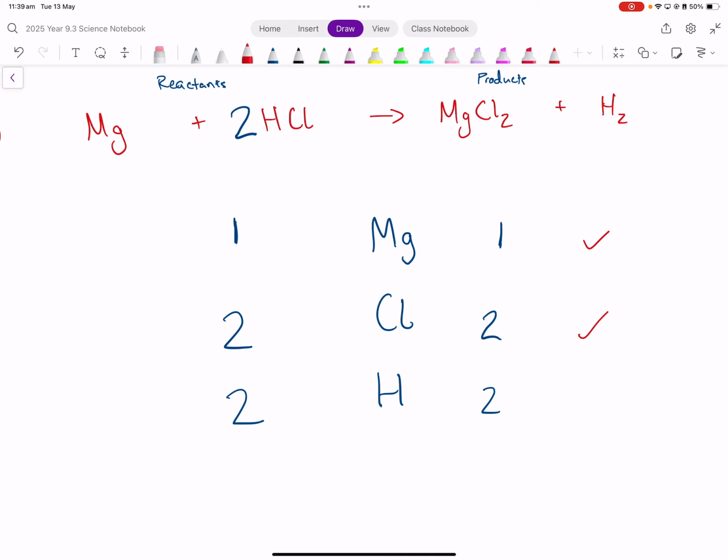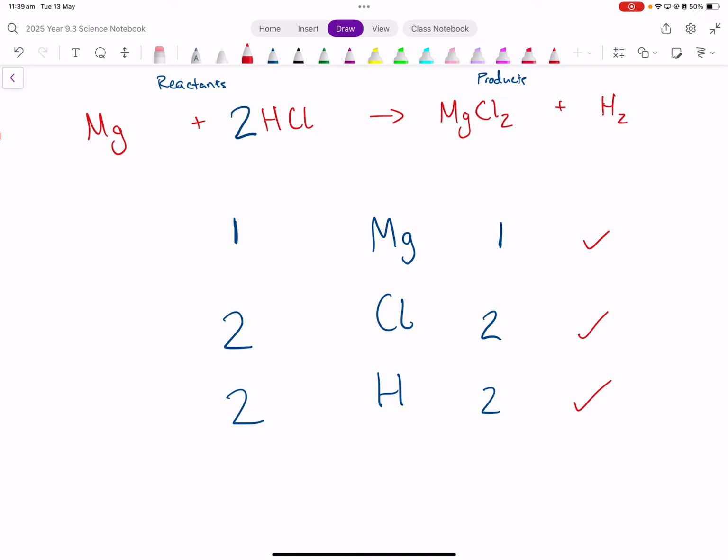How many hydrogens on the left? 2. How many on the right? 2. Is that all balanced? Yes. And the final thing that I like to do, I know I've just checked chlorine and hydrogen, I'm going to double check magnesium. Do I have the same number of magnesium on both sides? 1 and 1. Yes. Now the reason that we check, Year 9, is that these numbers can constantly change. But as of right now, this one is done.